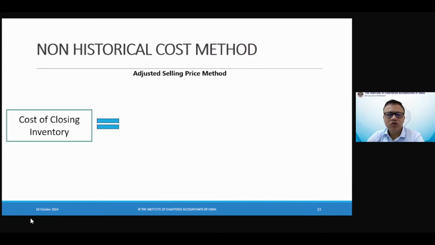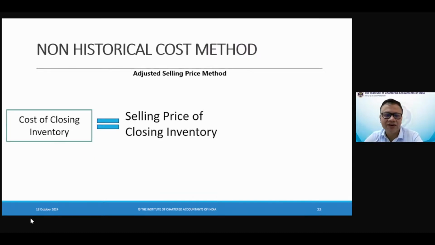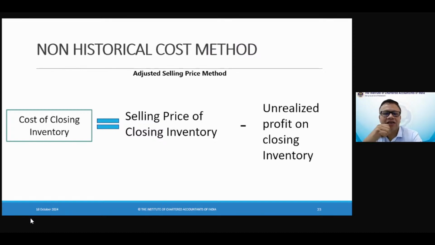Then suppose you want to find the cost of the closing inventory. What is that cost? You have the selling price of closing inventory minus the unrealized profit on the closing inventory. You do not have the cost of that closing inventory. You know that this is the price at which it is being sold. When it is sold, you will get profit. Unless it is sold, it is an unrealized profit.